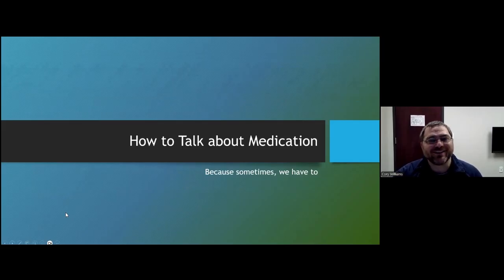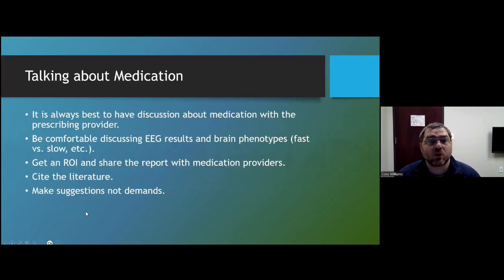So with all of that said, sometimes we do have to talk about medication, right? We know if we use this guide correctly, or if we look at somebody's EEG, we can make a better guess about what type of medication is going to work more effectively. So I think it's always best to have that discussion with the prescribing provider.